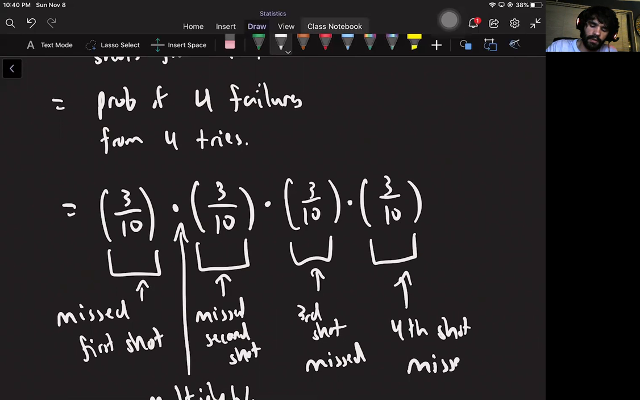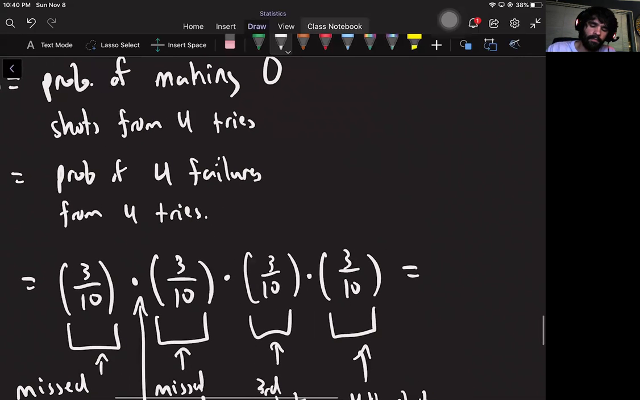So this is the end. This is the probability of missing all four. And so I can write it like this if I want, but it's fine if you don't. I prefer it left separated so you can see where all the pieces are coming from.